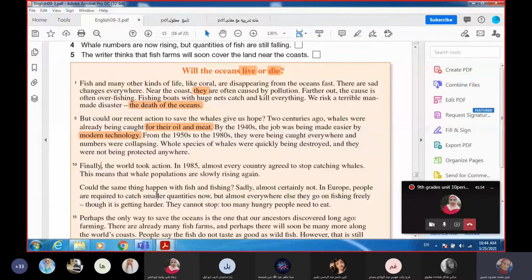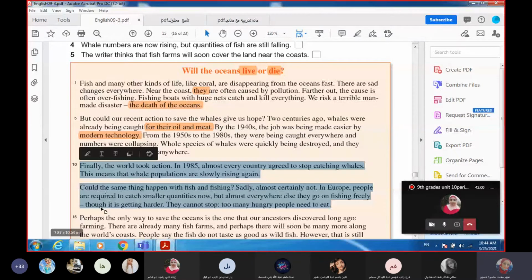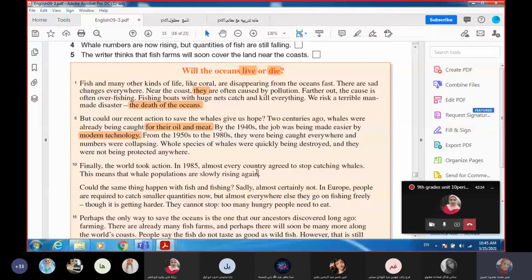Now, finally, in 1985, the world took action. The world decided that we should stop catching whales. What was the decision? To stop catching whales, so they can multiply. Of course they all agreed. The opposite of agree is disagree. This means, this refers to what? Stop catching whales. This means that whale populations are slowly rising again.